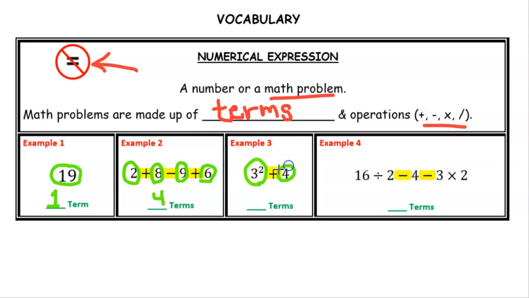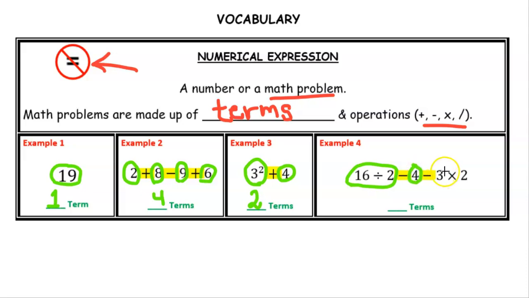And 4 is also a term. So this expression consists of two terms that we're adding together. This next one, example 4, I highlighted the minus sign so we can easily see the terms that go in between those. We have this, 16 divided by 2. That is one term. That's not a plus or minus sign, so they stuck together as one term.